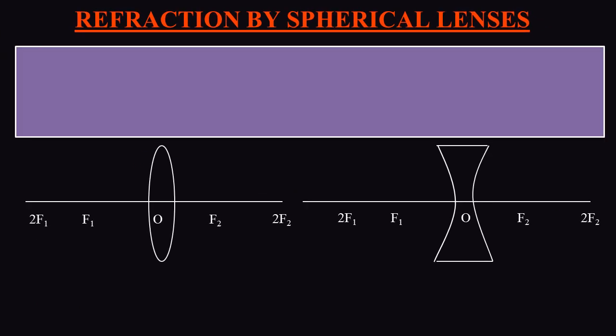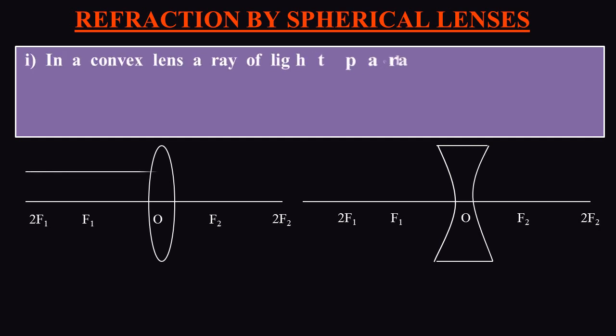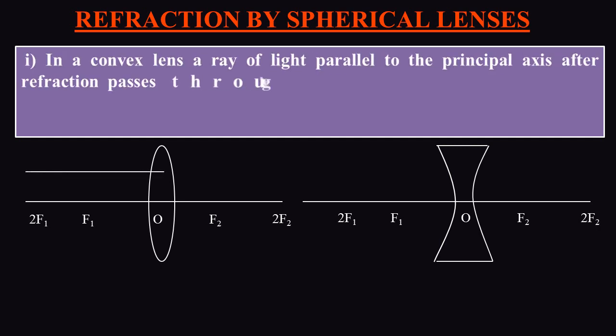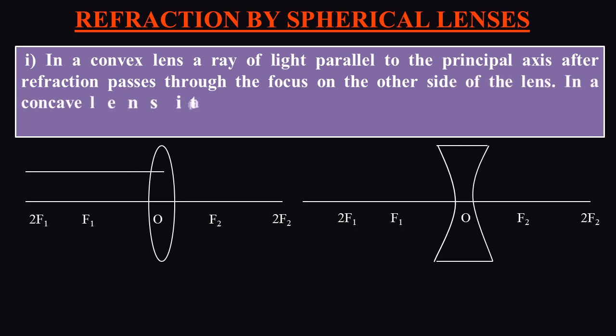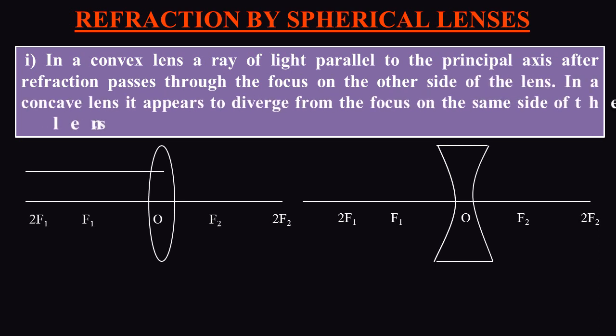Refraction by spherical lenses. There are three rules for drawing the diagram by a concave lens as well as convex lens. The first rule is that in a convex lens, a ray of light parallel to the principal axis after refraction passes through the focus on the other side of the lens. In case of a concave lens, it appears to diverge from the focus on the same side of the lens, as shown in the diagram.